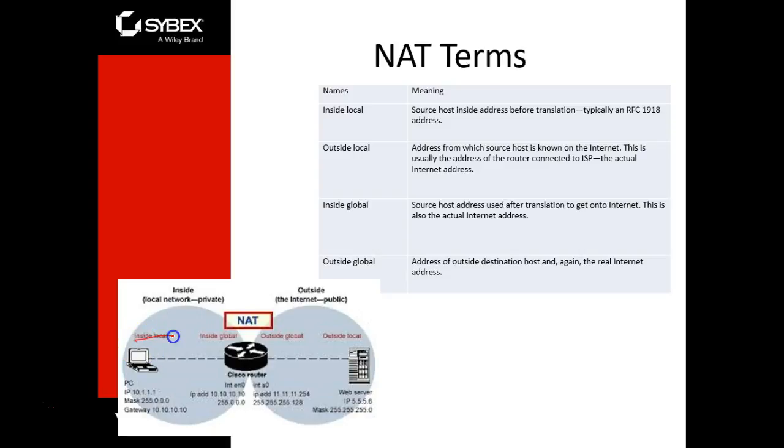This one shows inside local, which is going to be this guy. The inside global is the source used after translation. So it's the NATed address. The outside global is the outside destination or host. It's the real internet address. And then the outside local is the address on the internet that you're going to. Is the address which the source host is known on the internet.